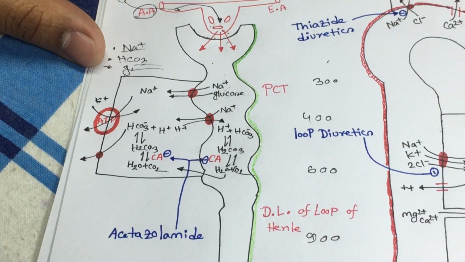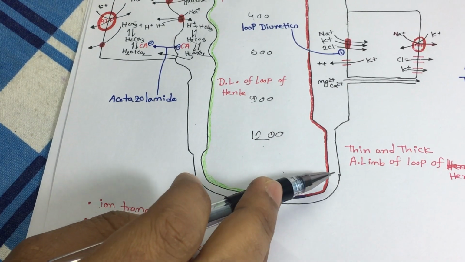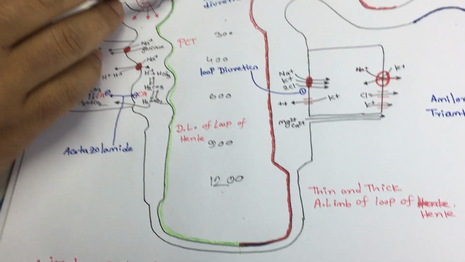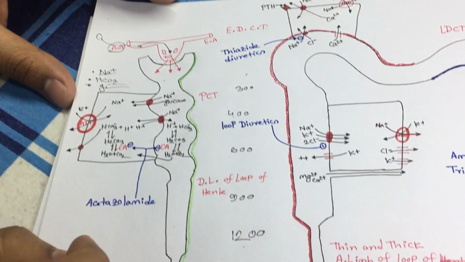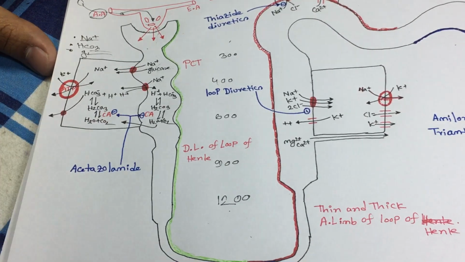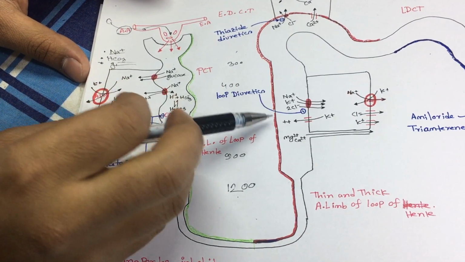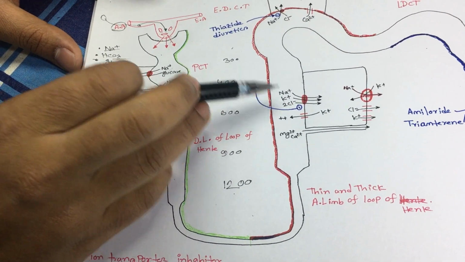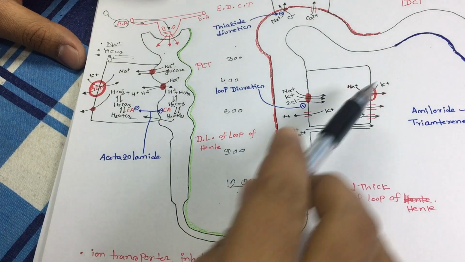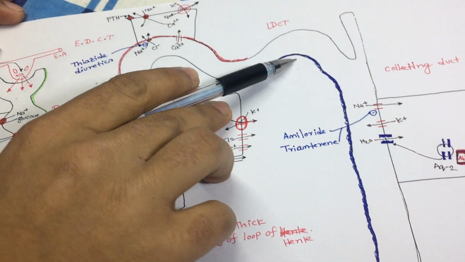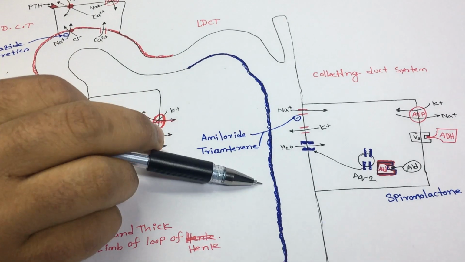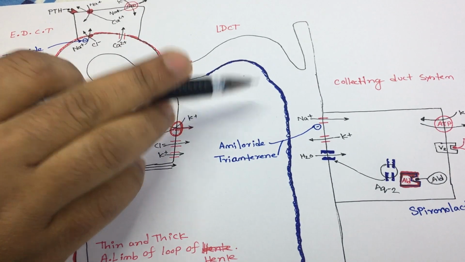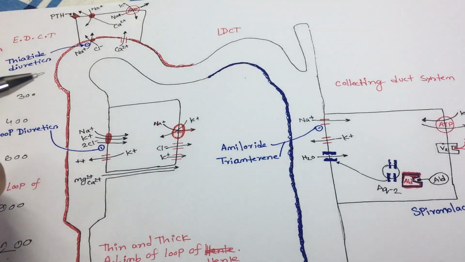This thin ascending limb, thick ascending limb of the loop of Henle and the early distal convoluted tubule are completely impermeable to water. So when you are reabsorbing the ion, water will not follow. This last area, indicated in blue, is the last part of the nephron. It is permeable to water whenever ADH is present in your blood.